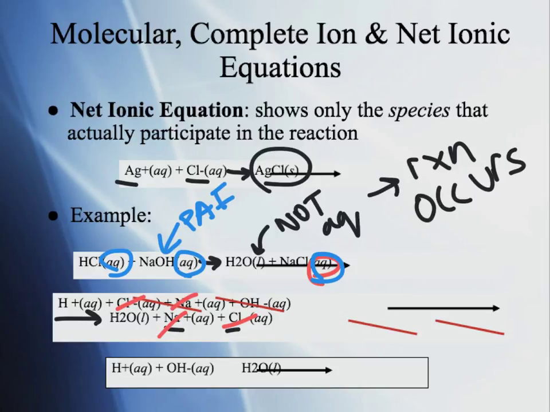All right, and so the ones that we actually care about are the hydrogen ion and the hydroxide ion that come together to form water. That is our reaction. And so that is what we're going to write down as our net ionic equation. H plus and OH minus react to form H2O. Bam! Just like that.